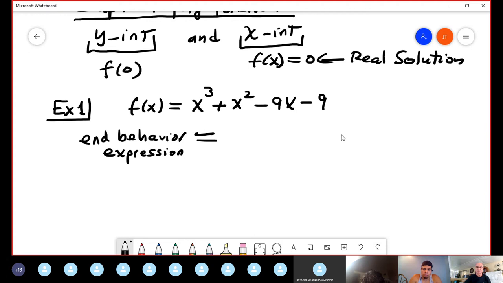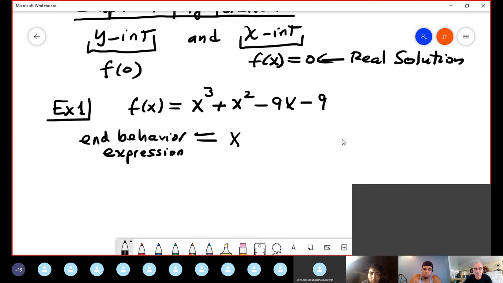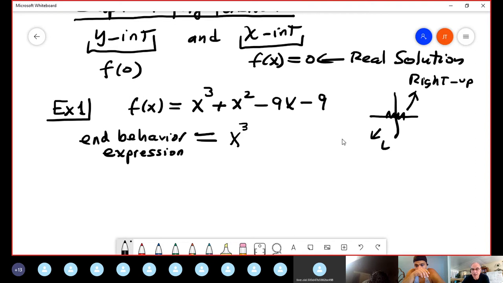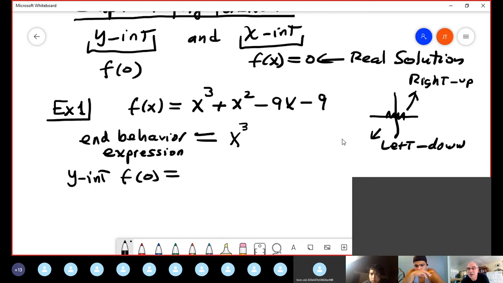Hello, are you there? Very well. The end behavior expression is easy because I know the factor before. You take the monomial that contains the highest exponent. So if you want to represent it graphically, it looks like that. I don't know exactly what happens in the middle, but I know my graph looks like that: right up and left down. Now let's go to the new part. Get the y-intercept. The y-intercept is super easy because you evaluate the function at zero.